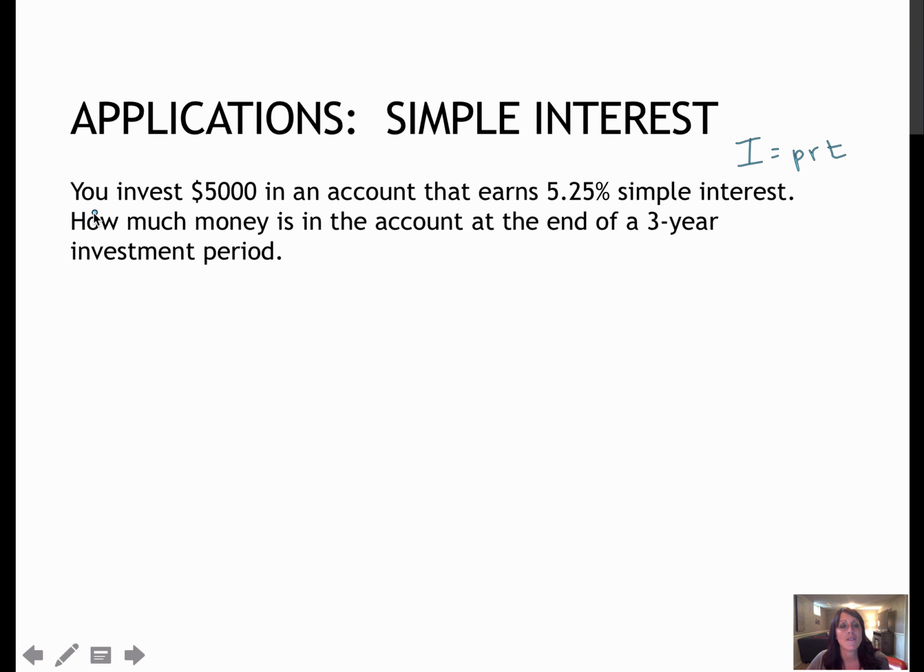So here, if I'm investing $5,000, that would be the principal, in an account that earns 5.25% simple interest. I would move that decimal 2 places to the left. That's going to be my rate. So that's my principal, my rate. How much money is in the account at the end of a 3-year period? That would, of course, be time. So this one's going to be pretty straightforward.